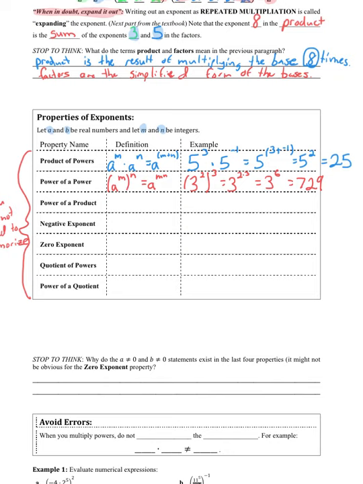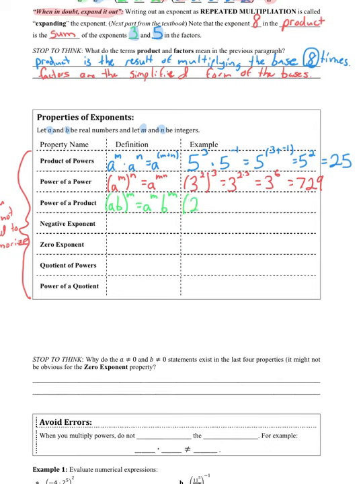So that's the second property. The third property is the power of a product, being two numbers being multiplied together, and then you take a power of both those numbers. This one's almost like a distributive property. It's saying, hey, we can raise both numbers individually to that power.